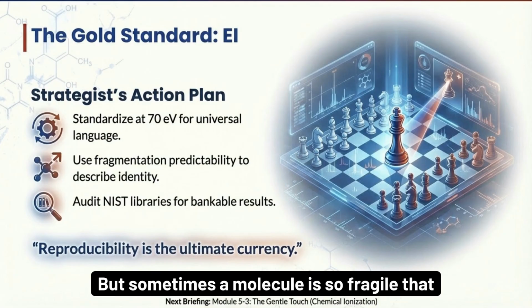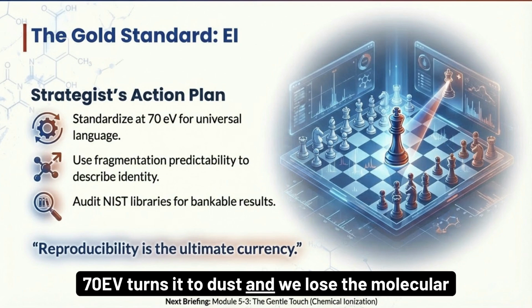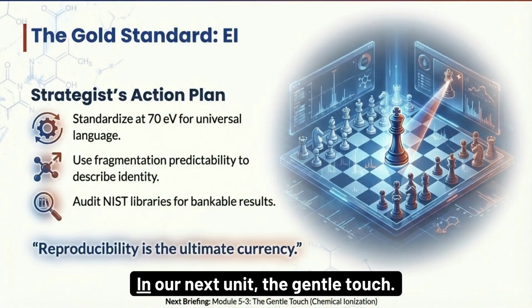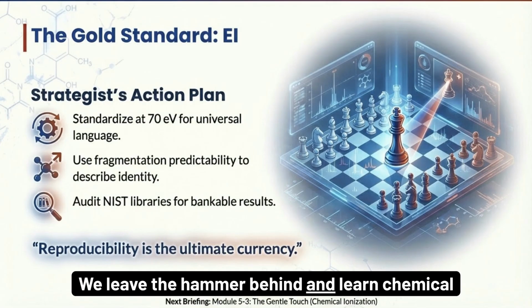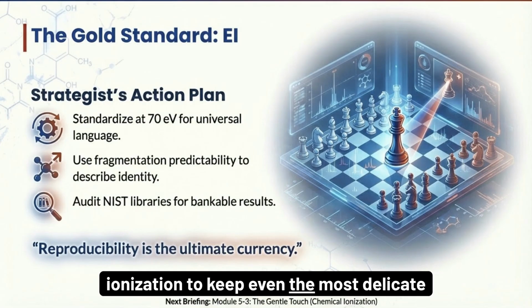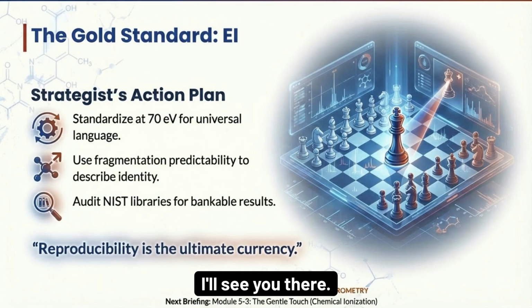But sometimes, a molecule is so fragile that 70 eV turns it to dust, and we lose the molecular ion peak. In our next unit, the gentle touch, we leave the hammer behind and learn chemical ionization to keep even the most delicate molecules whole. I'll see you there.